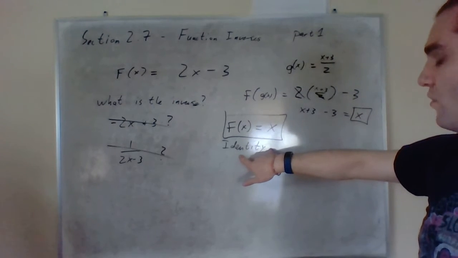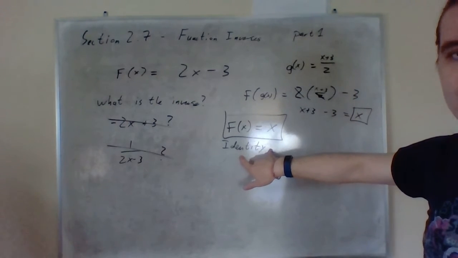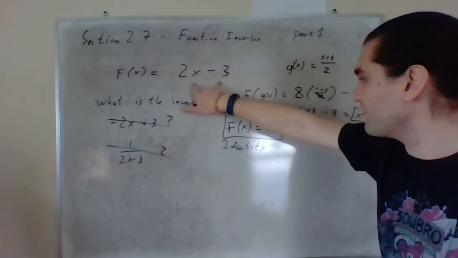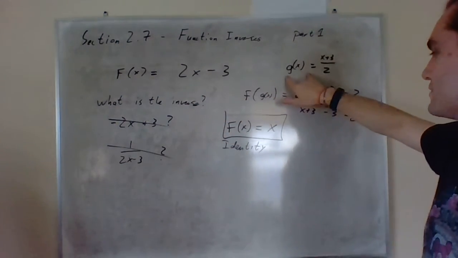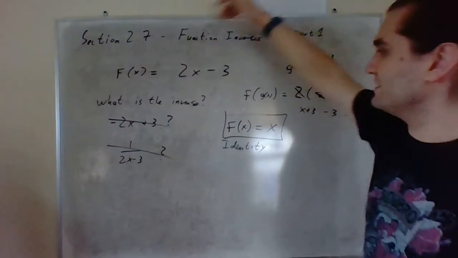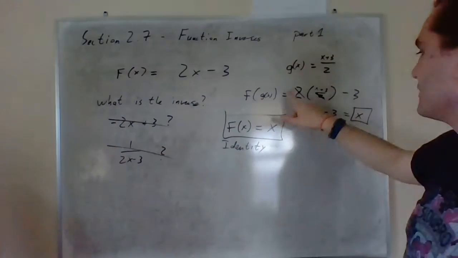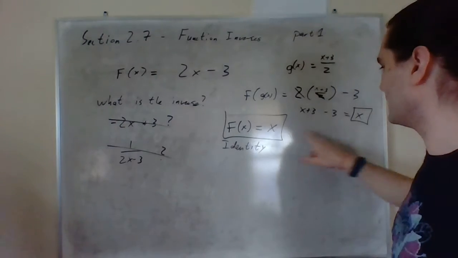So this is the goal for function inverses. If you have a function and you're trying to find the inverse, you want to find the function that you can stuff inside of your original function so that when you simplify everything, you just get x.